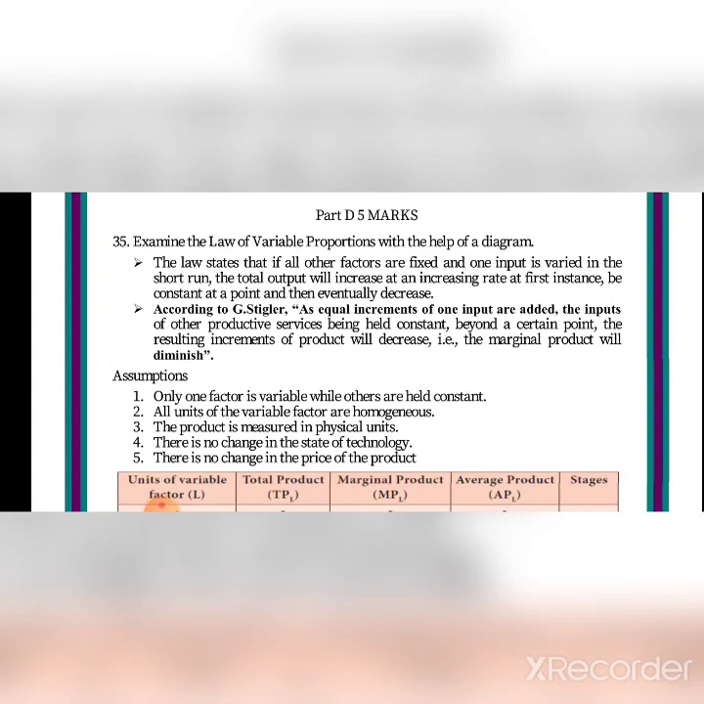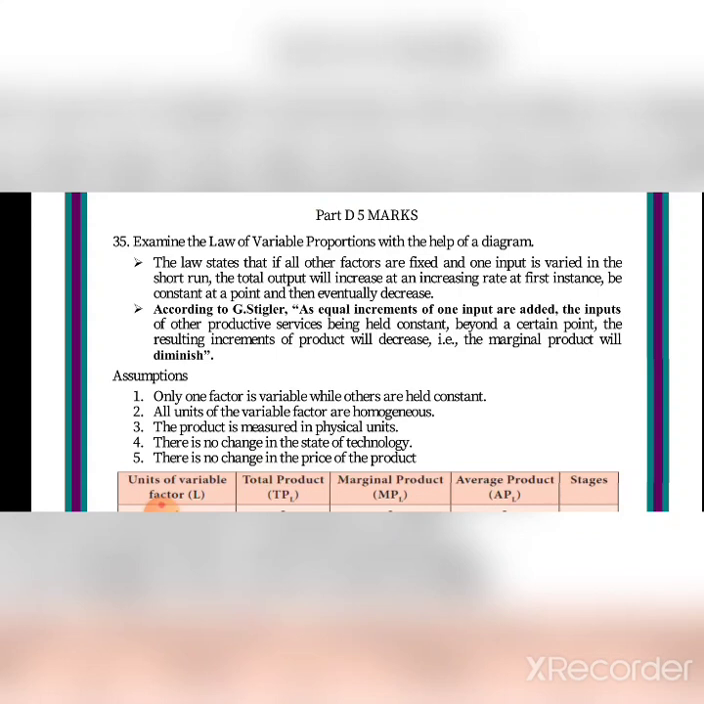Now let us see the assumptions needed for the law of variable proportion. Assumption means it is a rule. It must be like this. The law of variable proportion must be functioning like this. Only one factor is variable while others are held constant. Variable means changing, constant means remaining the same. All units of the variable factor are homogeneous, meaning single in nature.